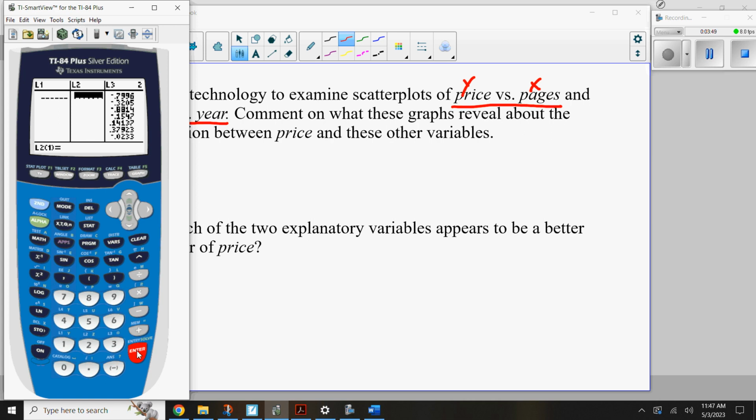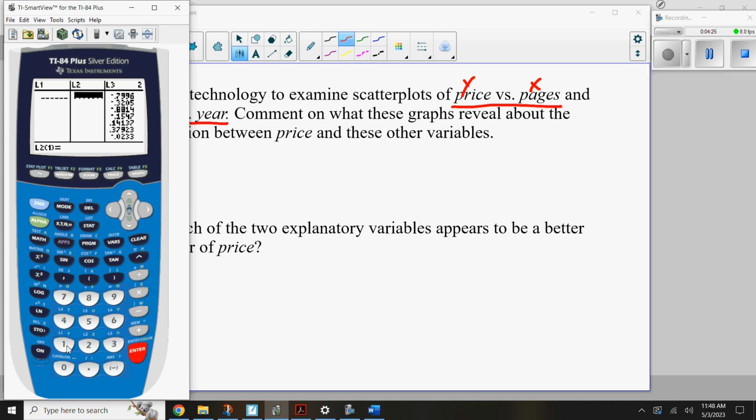Now, I could have done this whole exercise using the actual files of price and pages and year, but I find it's good practice to instead put the data into L1 and L2. That way you're able to manipulate the data if you have to, which happens not infrequently. And if you make a mistake or forget what you manipulated and want to go back to what you had before, you can just reload the file and you haven't damaged your original data.